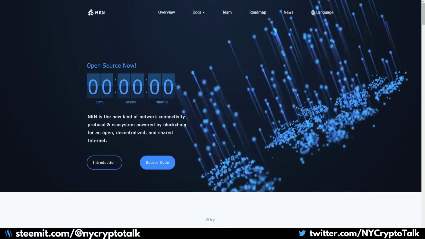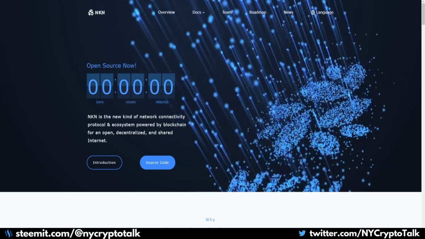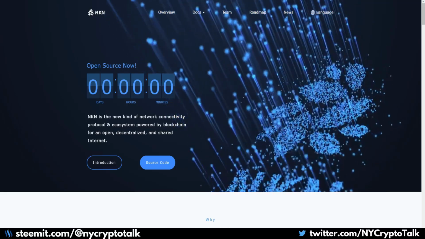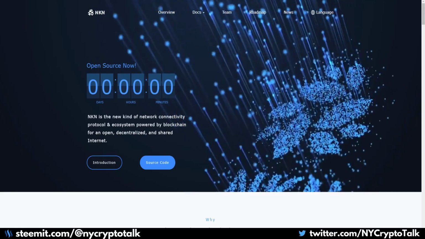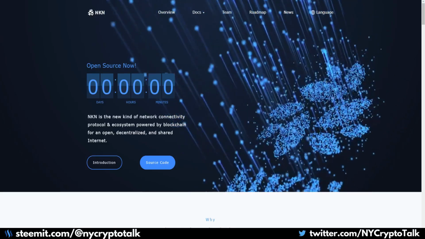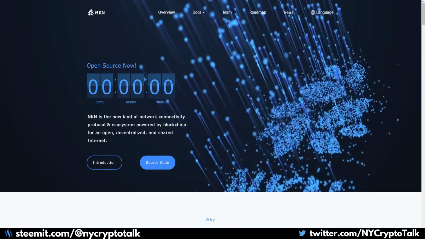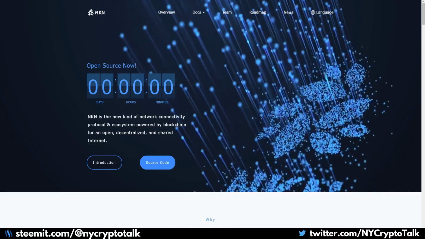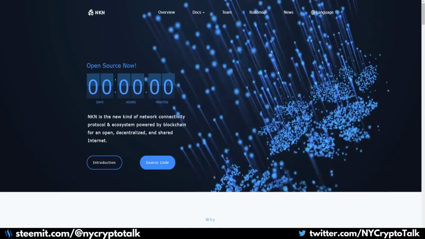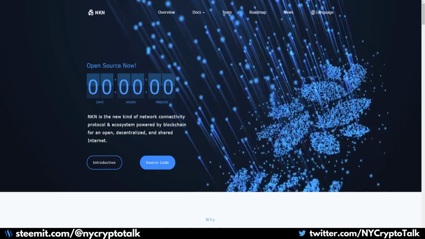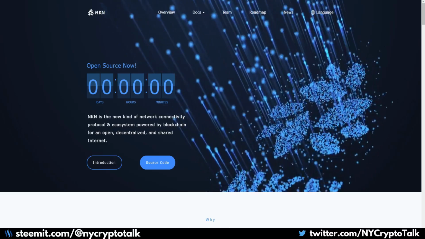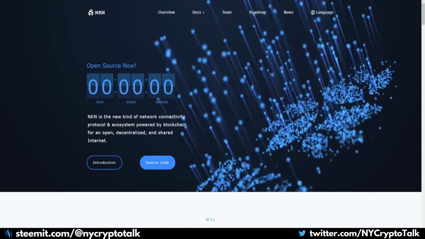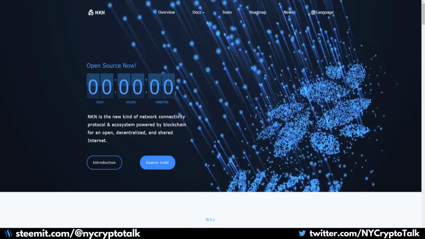Well, NKN is a new kind of network connectivity protocol and ecosystem powered by blockchain for an open, decentralized, and shared internet. Basically, they want to be able to use idle resources and bandwidth to build nodes and have a relay system to basically have a decentralized sharing platform for a decentralized network. So they're going to use this decentralized network as if they were an ISP. They're going to build this system from a group of users. So this is going to be a massive project, a massive undertaking to build this network.